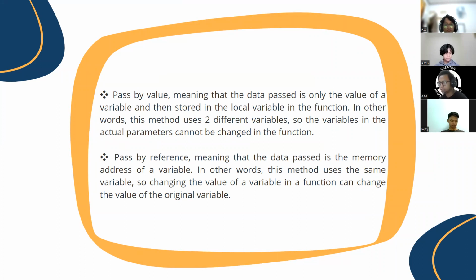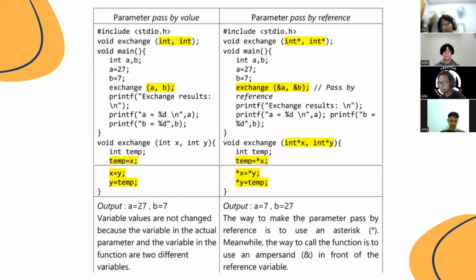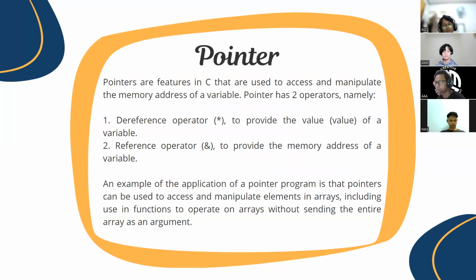Second, pass by reference, meaning that the data passed is the memory address of a variable. In other words, this method uses the same variable, so changing the value of the variable in the function can change the value of the original variable. Look at this example. In pass by value, the data is not exchanged because only the values are exchanged. And you can see in the pass by reference section, the data can be exchanged because the address is exchanged.